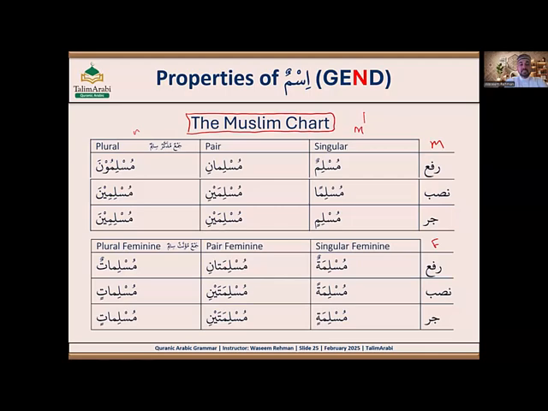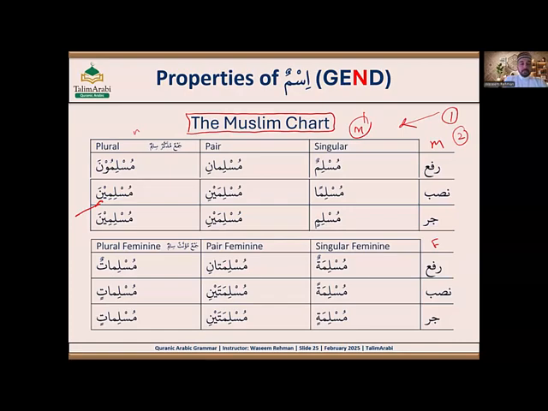If I go with the masculine chart, that's how you should memorize: muslimun, musliman, muslimin, muslimani, muslimaini, muslimaini, muslimuna, muslimina, muslimina. Just keep repeating it like a parrot until it's locked into your memory. Then if someone gives you any human masculine word, you can easily convert it to a pair and plural, like muallimun, mualliman, muallimin, muallimani, muallimaini, muallimuna, muallimina. Very quickly. Now for the feminine form: muslimatun, muslimatan, muslimatin, muslimatani, muslimataini, muslimatun, muslimatin.